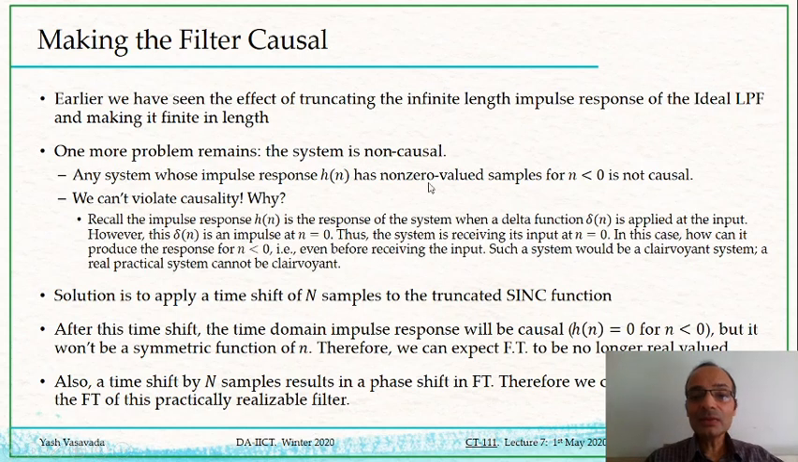It means that if h of n is non-zero for n less than 0, then even before applying the input, the system knew that at n equal to 0 it was going to get an input, and so it better start producing the output. Such a system is not practically realizable. It is not a causal system. Causal systems are those which follow the cause and effect relationship. If you observe an effect, that is always due to some cause. You can't observe an effect if the cause is not present.